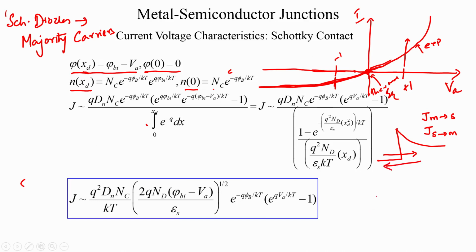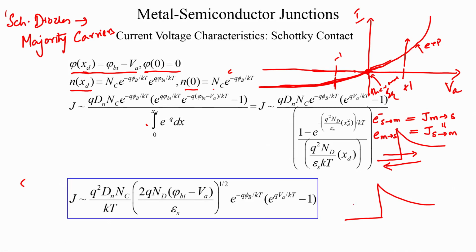So, this is the current, okay. Which means that JMS corresponds to the electron flux from the semiconductor to the metal, and JSM corresponds to the electron flux from the metal to the semiconductor. So, let us look at the electron flux, okay. At equilibrium you have to have these two currents being equal, okay, you cannot have net current at equilibrium.